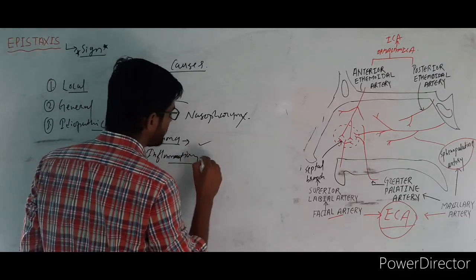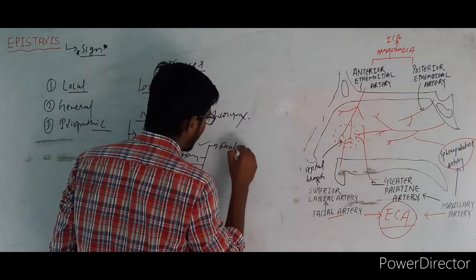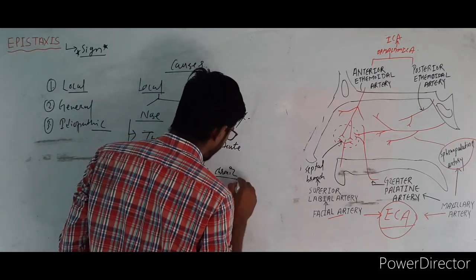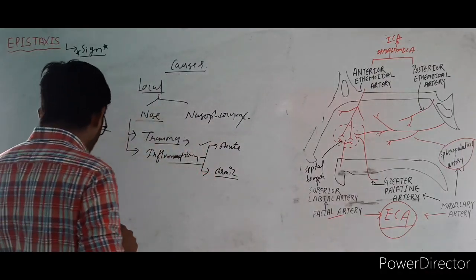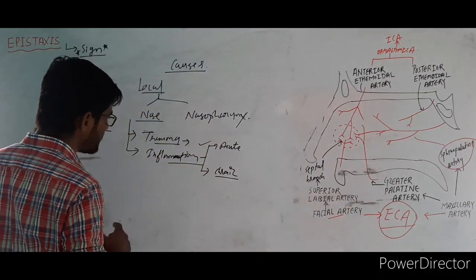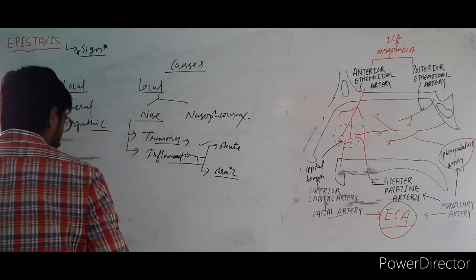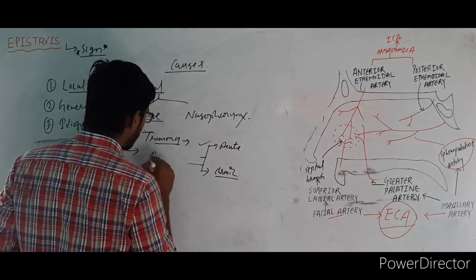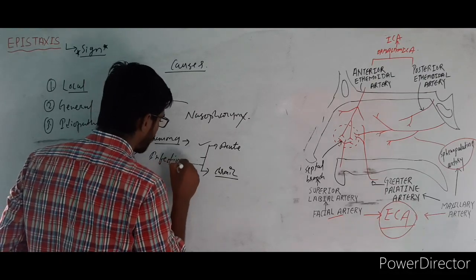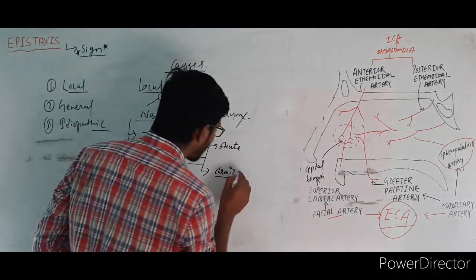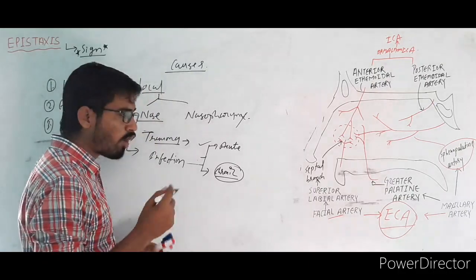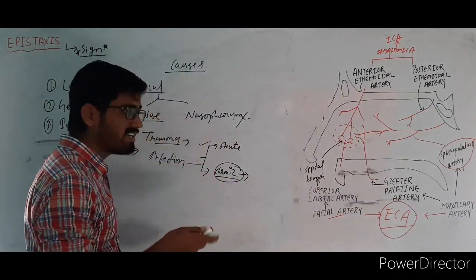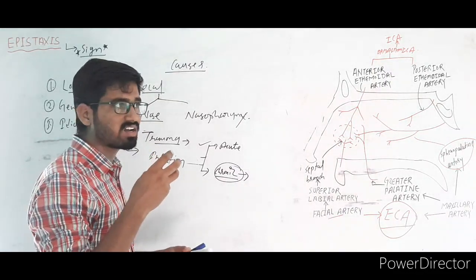Inflammation: whether there is inflammation or not. It can be acute or chronic. Inflammation means I am talking about infections, and these infections may be acute or chronic. In chronic inflammation, you have to remember diseases which form crusts.